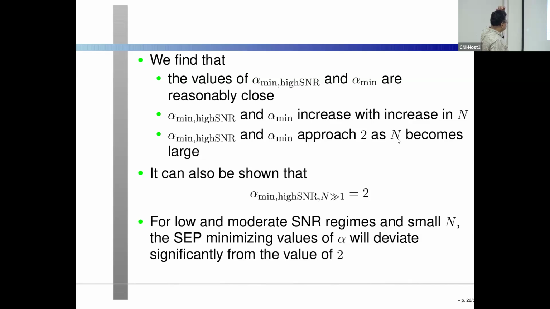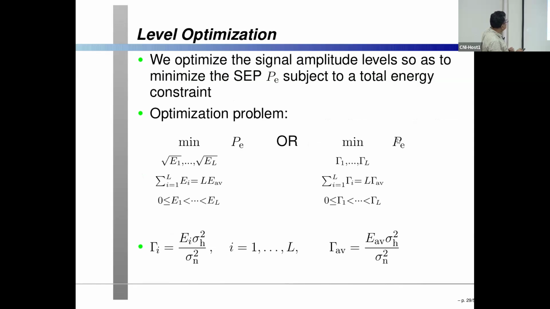Right. So for low and moderate SNR regimes and small n, the SEP minimizing values of alpha will deviate significantly from the value of 2. That is important to remember. Okay. So now let's look at level optimization.